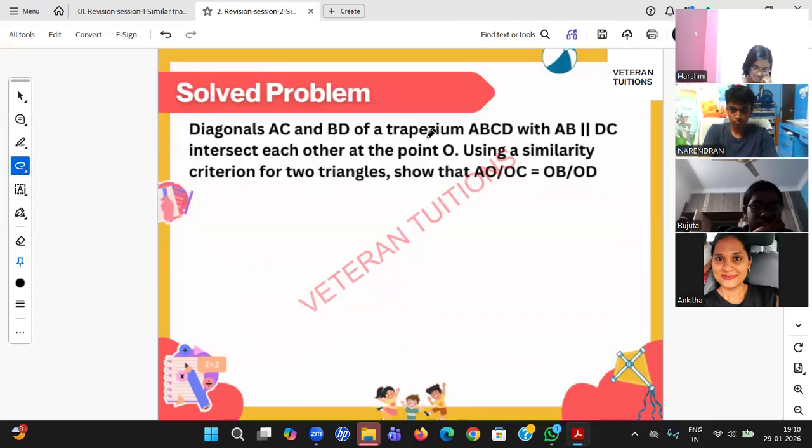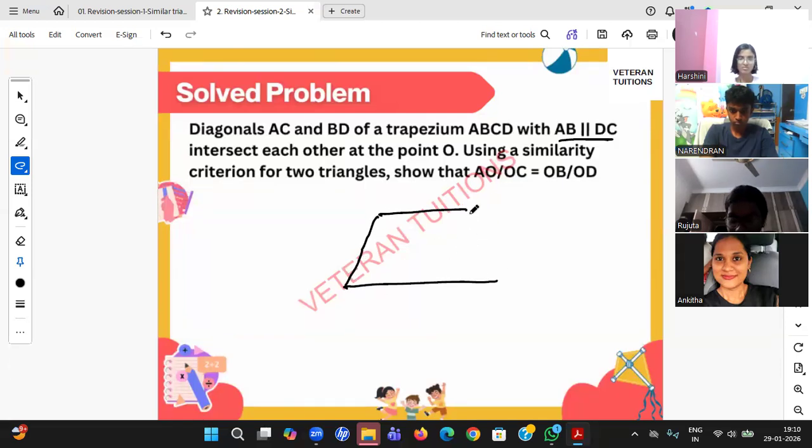Diagonals AC and BD of a trapezium ABCD. You see, please check. Trapezium means two sides should be parallel. Now, which sides are parallel? You should go and cross check the statement perfectly. He said AB is parallel to CD. That means this is AB, this is CD. Okay, ABCD is a trapezium and AB is parallel to CD.